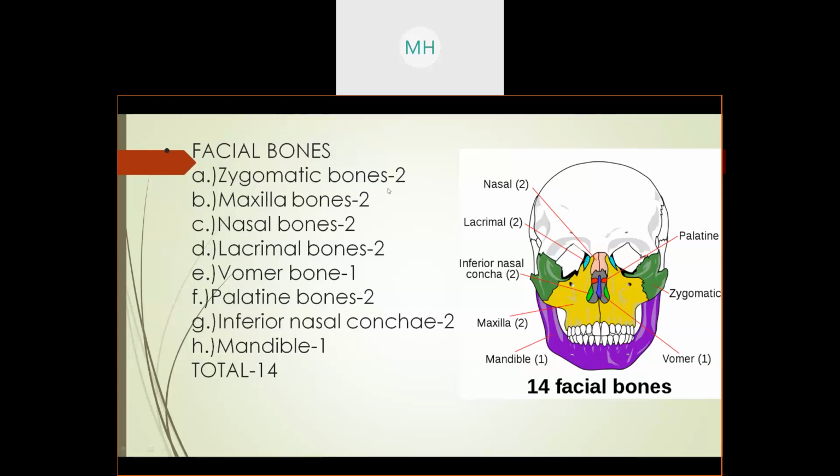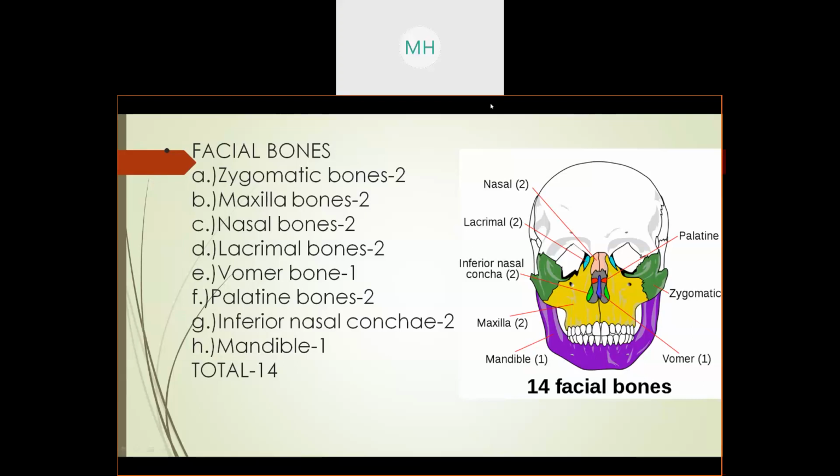Mandible. So where is your mandible? This part is your mandible. How many mandibles do you have? One. So all together, 2 plus 2 plus 2 plus 2 plus 1 plus 2 plus 2 plus 1 is equal to 14. You have 14 facial bones. Understand? Yes, ma'am. So how many facial bones do you have? 14. Can you name them?